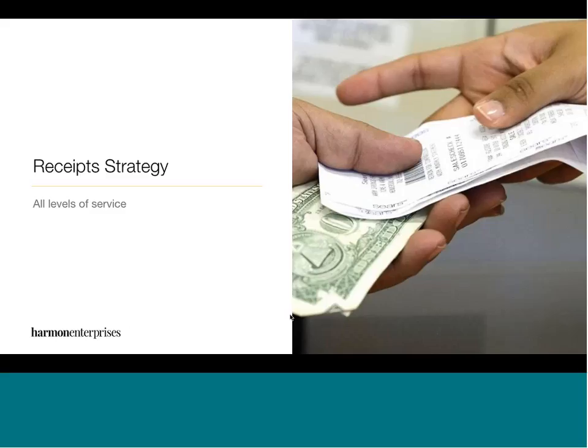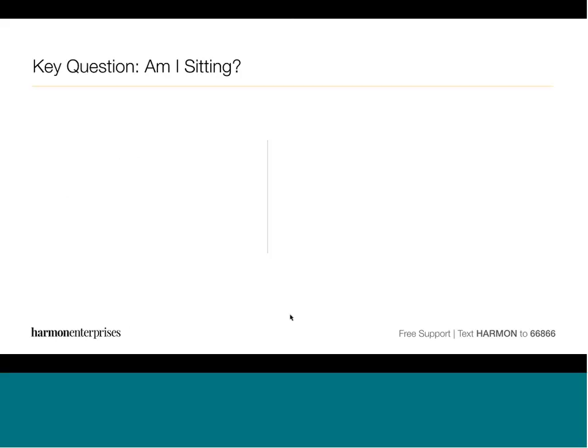My strategy for doing this is there's actually a key question, super simple, that my mind is processing every time somebody hands me a receipt. And that key question is, am I sitting? Okay? I have trained my brain to go through this process and decide, am I sitting or not? Very simple. The answer is yes.